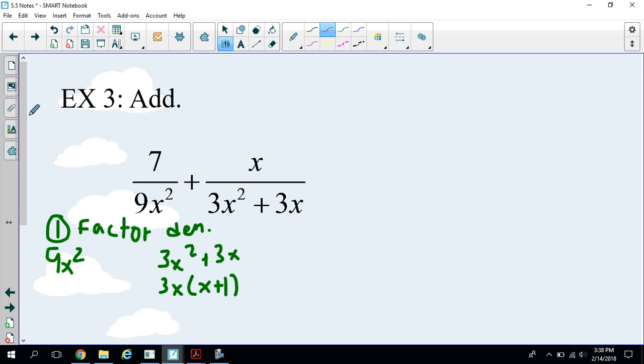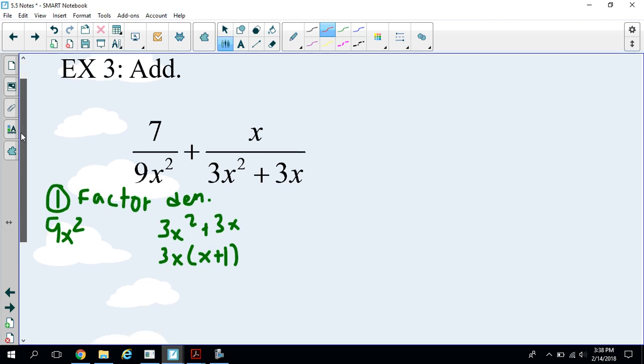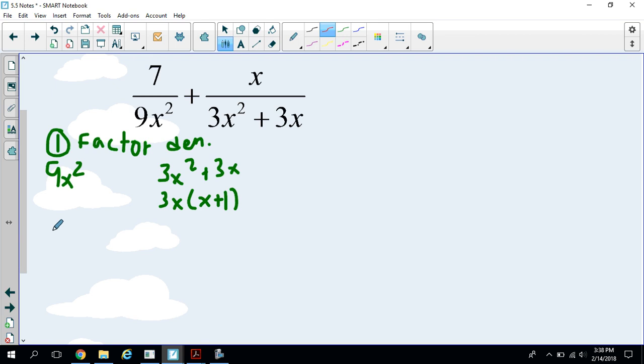Now, our second part of this, now that we factored the denominator, is to find the common denominator. So you either can say LCM or LCD. It means the same thing. So least common multiple or least common denominator. Now let's talk about the numbers. So we have a 9 and we have a 3. Remember, we need to pick the number that 9 and 3 have in common, and it has to be a multiple. Well, that multiple should be 9. Okay? So 9 can go into 9, as well as 3 can go into 9.